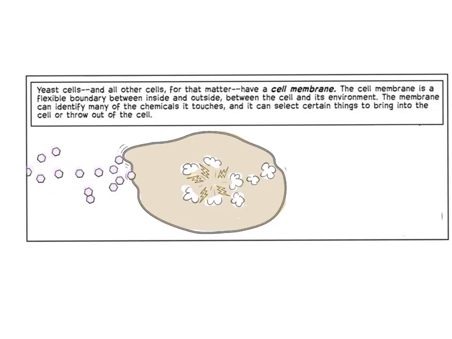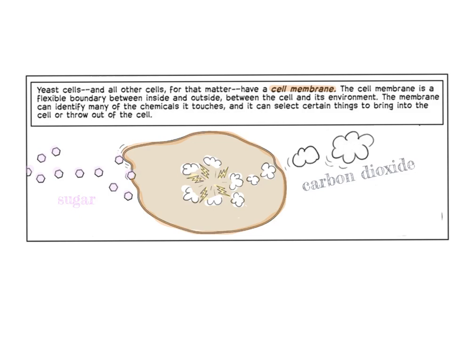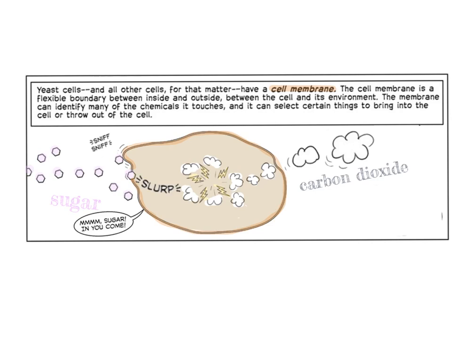Yeast cells, and all other cells for that matter, have a cell membrane. The cell membrane is a flexible boundary between inside and outside, between the cell and its environment. The membrane can identify many of the chemicals it touches, and it can select certain things to bring into the cell or throw out of the cell. Sugar. In you come. Yuck. Carbon dioxide. Out you go.